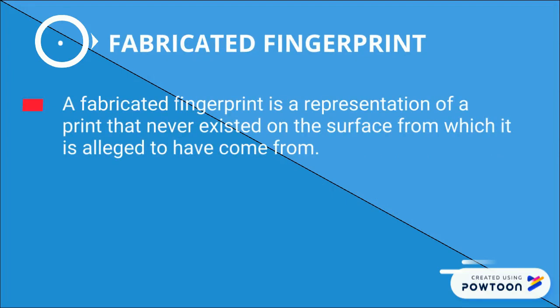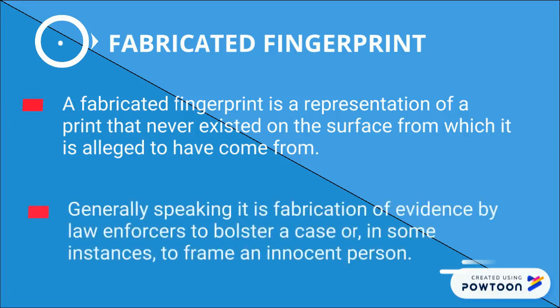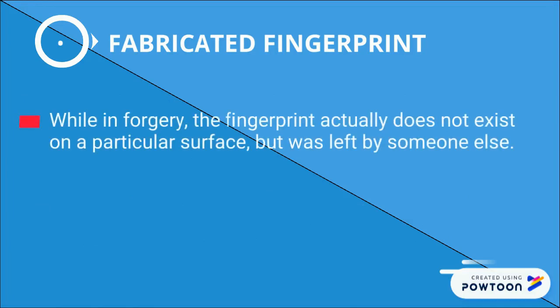Fabricated fingerprint. A fabricated fingerprint is a representation of a print that never existed on the surface from which it is alleged to have come from. Generally speaking, it is fabrication of evidence by law enforcers to bolster a case or, in some instances, to frame an innocent person. While in forgery, the fingerprint actually does not exist on a particular surface, but was left by someone else.